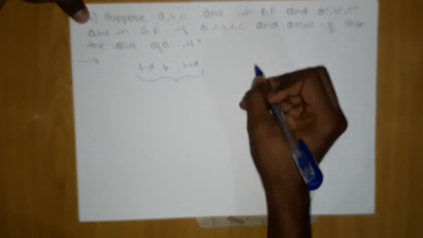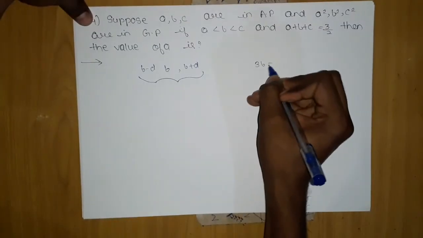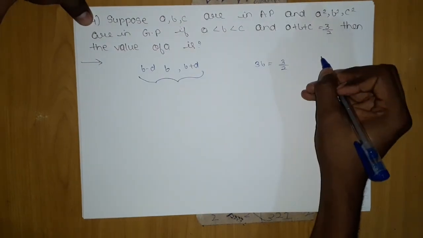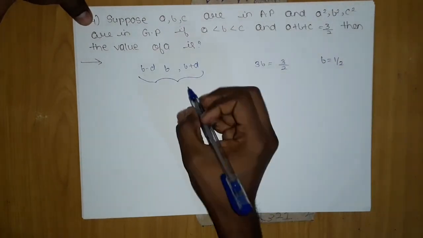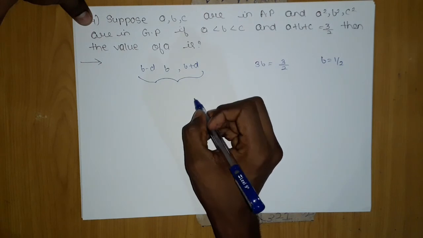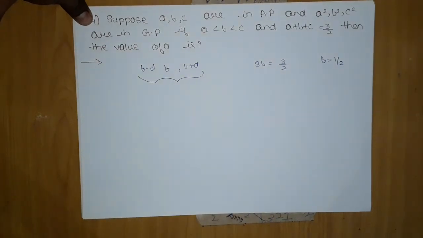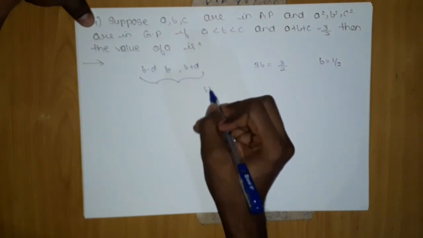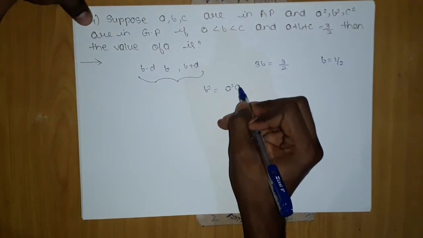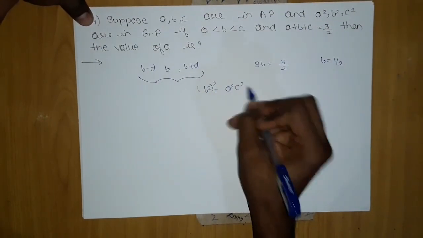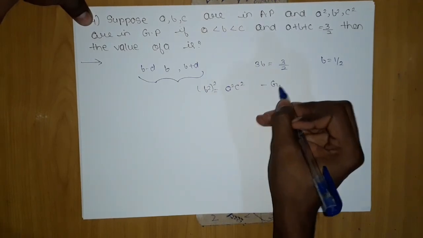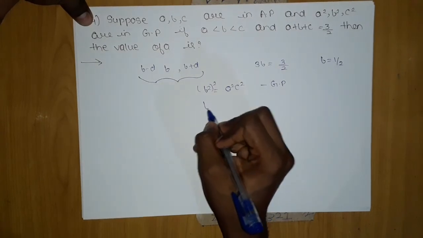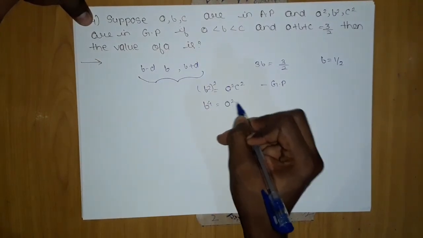So if I get the sum, what I have, 3b is equal to 3/2, the d's will cancel out, which will give me 3, so I got b equals 1/2. Similarly, now there are 3 terms. Now b square should be equal to a square into c square using the GP condition. As they are in GP, the squares of those terms are in GP. So b to the power 4 should be a square into c square.